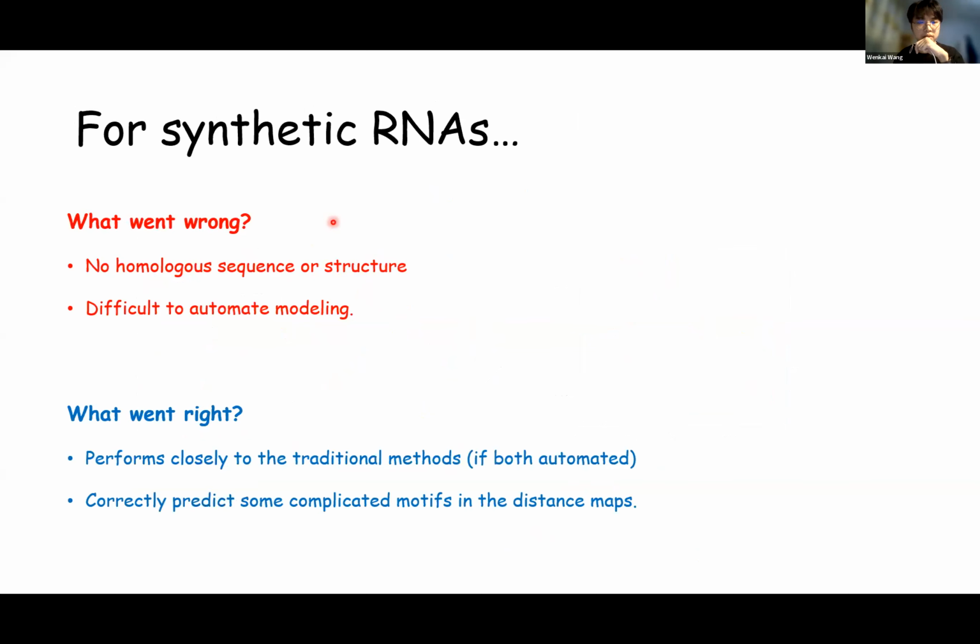So in summary, these synthetic RNAs have no homologous sequences or structures and were difficult to model automatically. However, our approach maintains competitive performance with the traditional methods under the constraint of full automation. And we can correctly predict some motifs in the distance maps, although these motifs were not reflected in the tertiary structure.